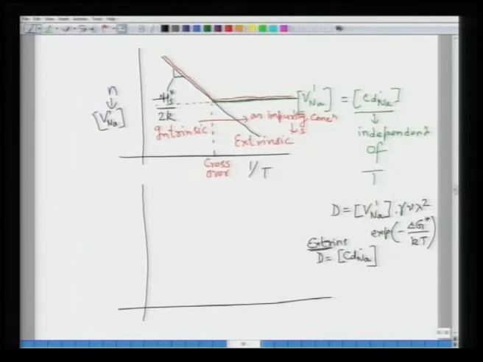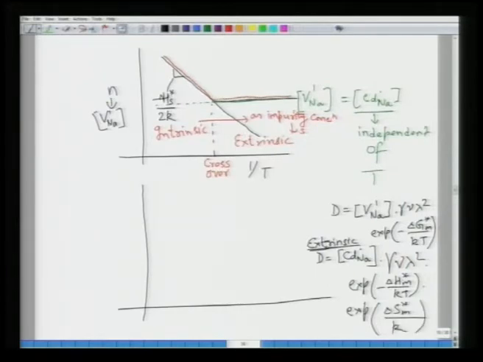So in the extrinsic region, D_Cd will be equal to gamma nu lambda squared into exponential of minus delta H_M star divided by kT, into exponential of delta S_M star divided by k. Okay. So what is the activation energy in this case?